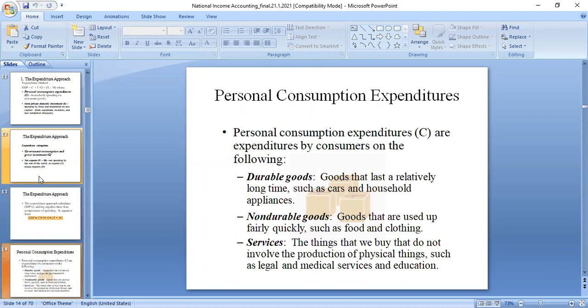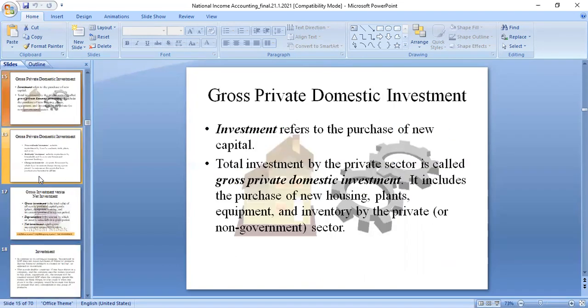So for personal consumption expenditures, we realize that individuals or consumers spend on a number of goods, some of which are durable goods, some of which are non-durable goods. They also spend on services like education, medical services, legal services, right? And then for investment, like we've already seen, it refers to purchase of new capital, investment in new inventory, investment in new residential houses or real estate, right?